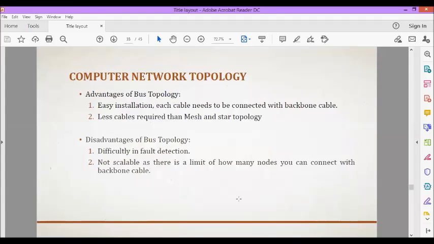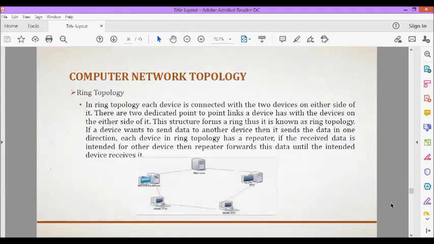So advantages of bus topology are easy installation. Each cable needs to be connected with backbone cable. Less cables required than mesh and star topology. The disadvantages are difficulty in fault detection, not scalable as there is a limit of how many nodes you can connect with backbone cable. Next, we have the ring topology.